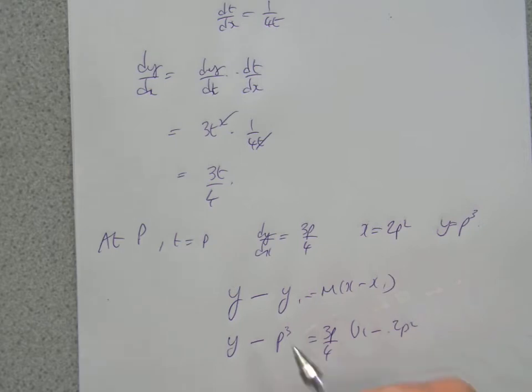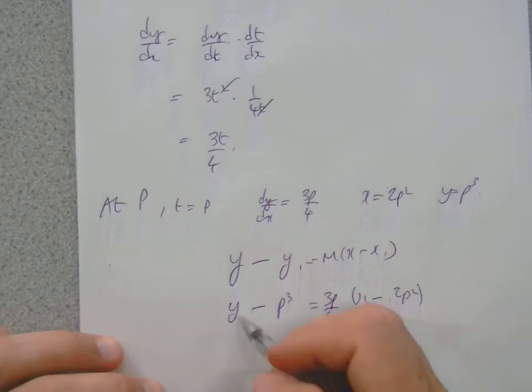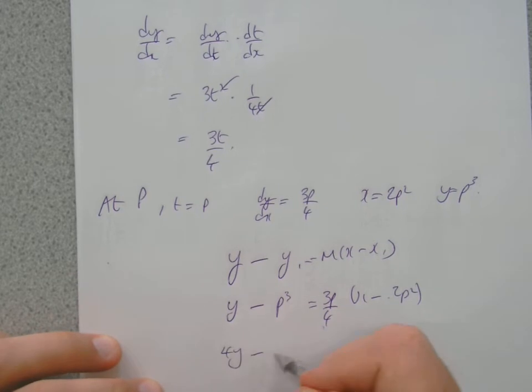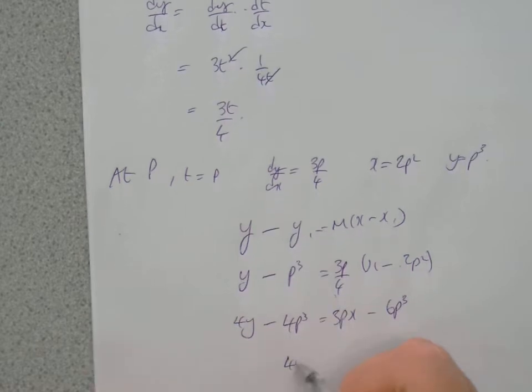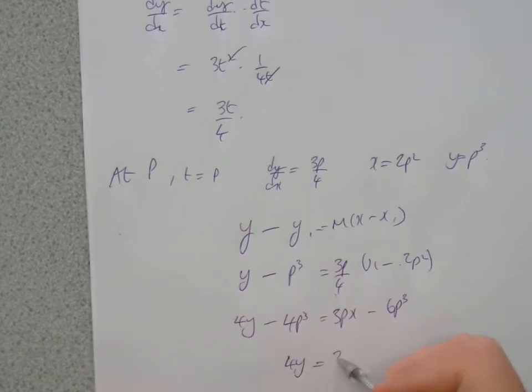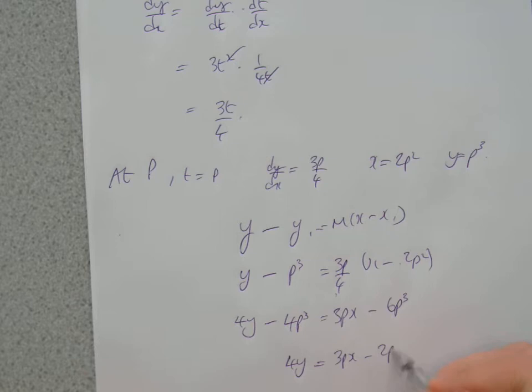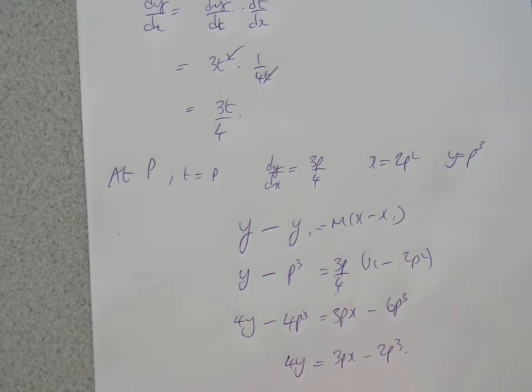Okay, so there is the equation of the tangent that it's asking for. So if I take this up here, 4y minus 4p cubed equals 3px minus 6p cubed. Then let's simplify this. 4y equals 3px minus 2p cubed is exactly what they're asking for in part A.